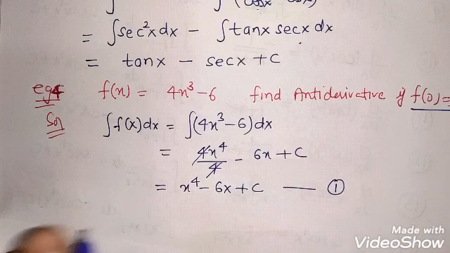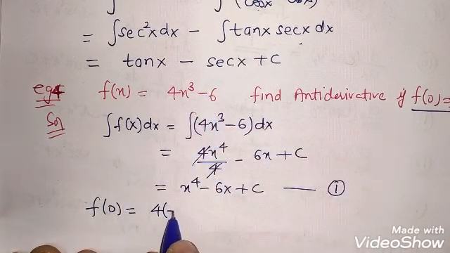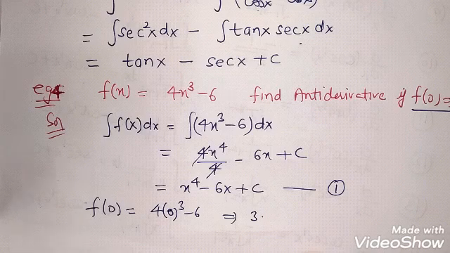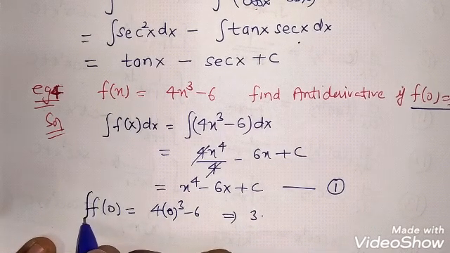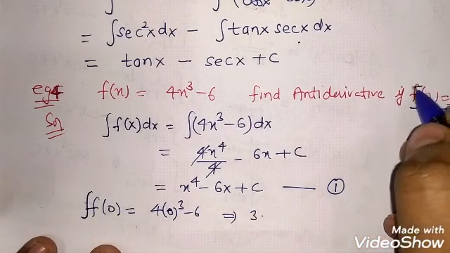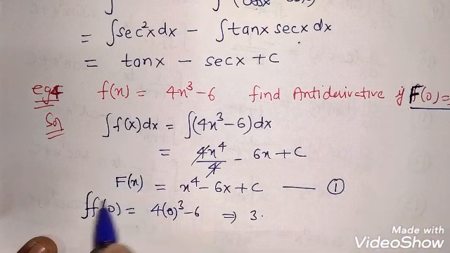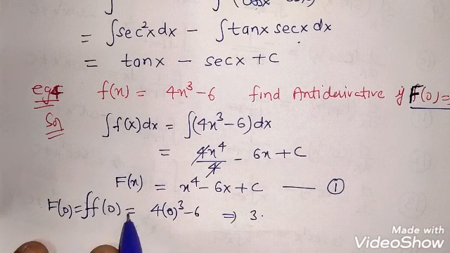See one thing, bacho. F of 0 equal to 3. So I am writing integration of, this is capital F of x, bacho. After integration we are getting capital F of x. See, after integration you can say f of 0 is equal to integration of f of 0 dx. I am writing it wrong.